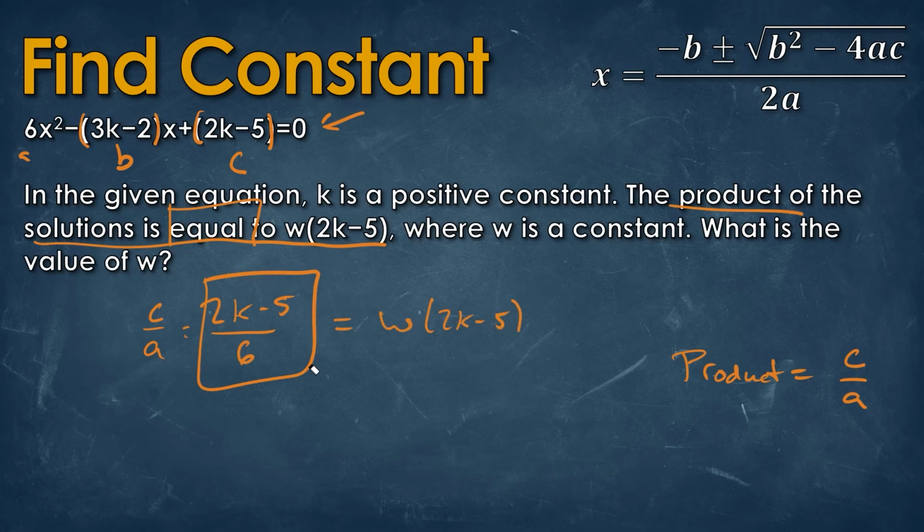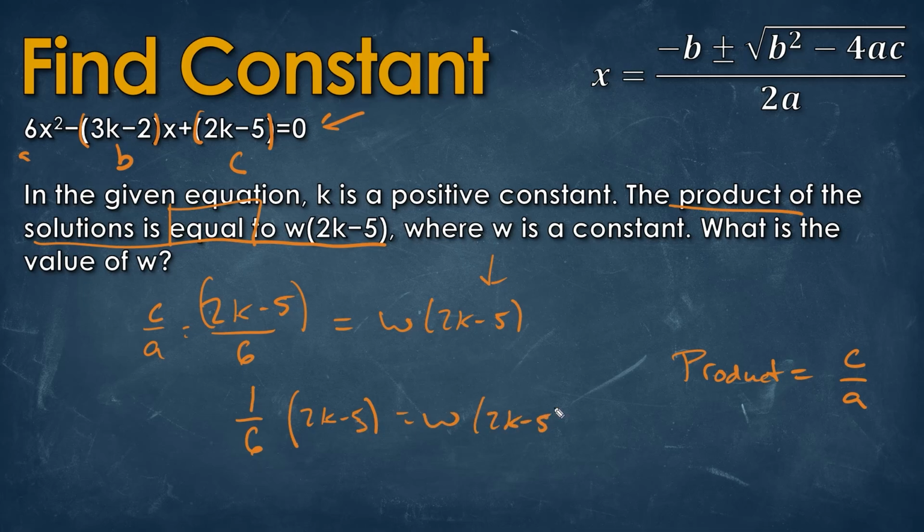Well, we have what that's equal to right here, so what we can do is just end up solving it together. So we know that we have this 2k minus 5, and we have 2k minus 5 right here. We can rewrite the one on the left as 1 over 6 times 2k minus 5 is equal to w times 2k minus 5. Since we have 2k minus 5 in parentheses on both sides, we can cancel that out. So we're going to get that w is equal to 1 over 6.